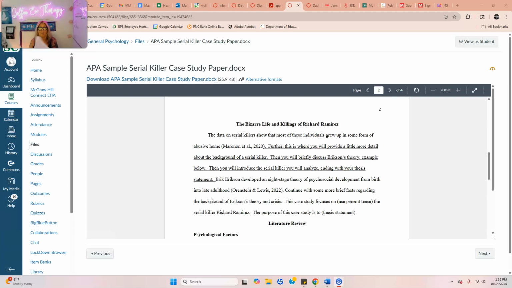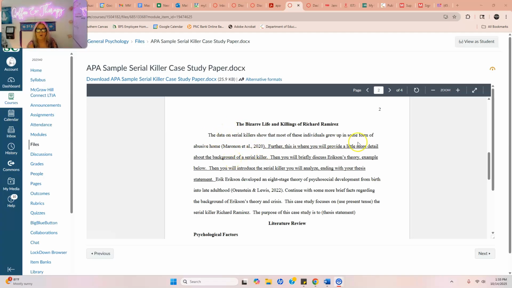All right, so now introduction. All right, so you start with a hook, and everything, the directions are there. Begin with a sentence that introduces the psychological puzzle of serial killers and their developmental background. Again, general. We're not talking about your serial killer. We're just talking about in general. So you notice I just whipped something up. So I just wrote, the data on serial killers show that most of these individuals grew up in some form of abusive home. Now, I got that from this resource.